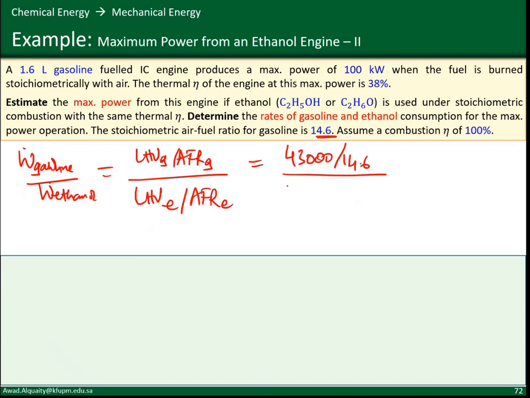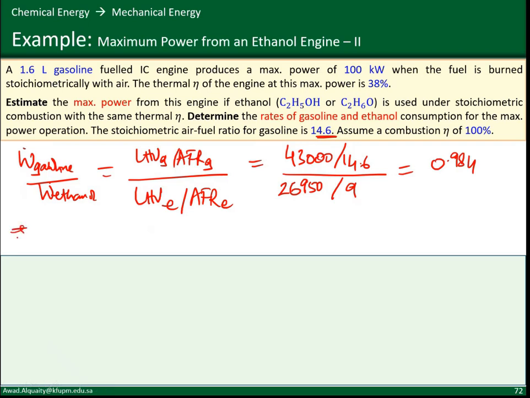Divided by the low heating value for ethanol. Again, it will be provided to you. It's 26,950, about half of what it is for gasoline. And the air fuel ratio, we calculated it, right? It's 9. So when you do the math, this ratio comes out to be 0.984.